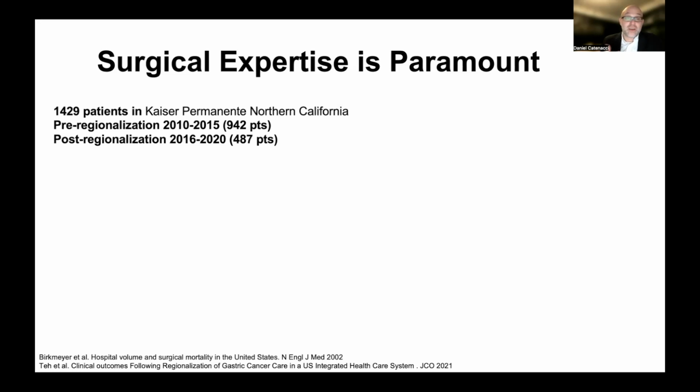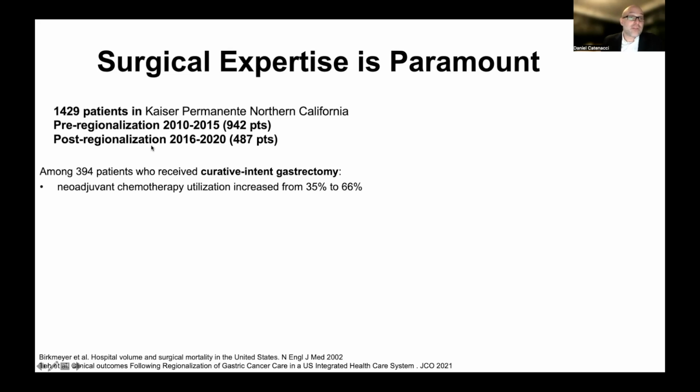And so they wanted to look at what were the outcomes in patients that were having surgery with surgeons that were not performing surgeries frequently compared to the more specialized, centralized performance of surgeries. And they looked at, of the total cohort of patients evaluated, a proportion of them, almost 400, were receiving curative intent gastrectomies.